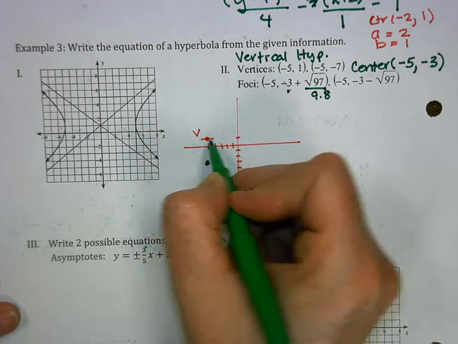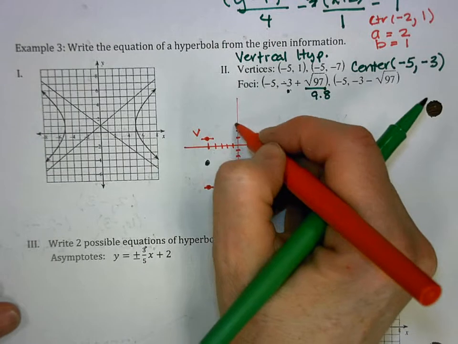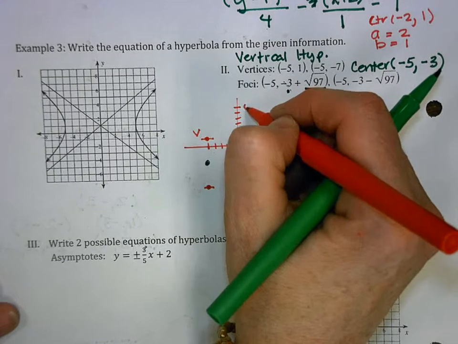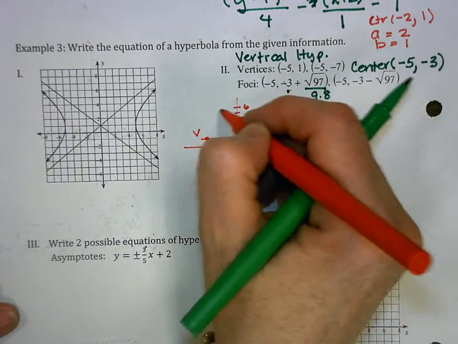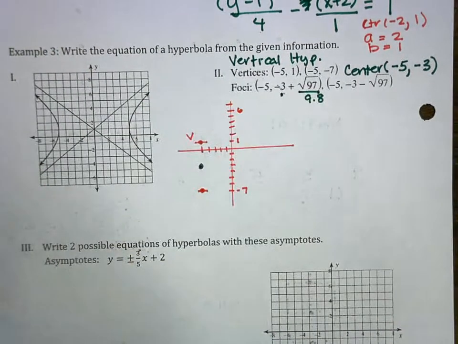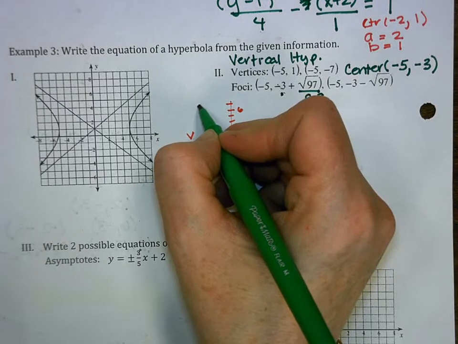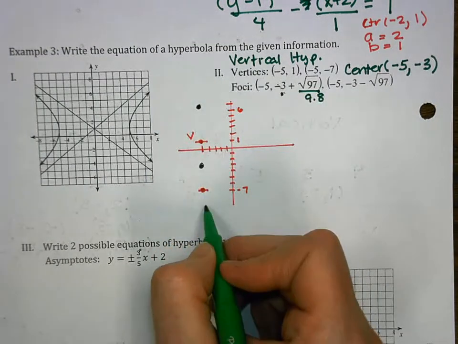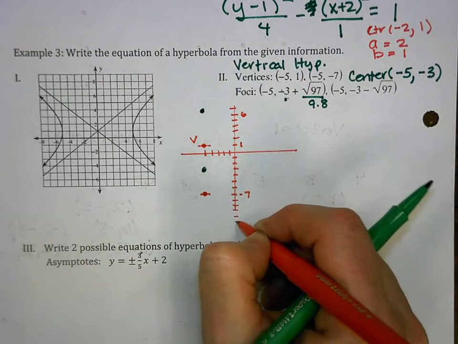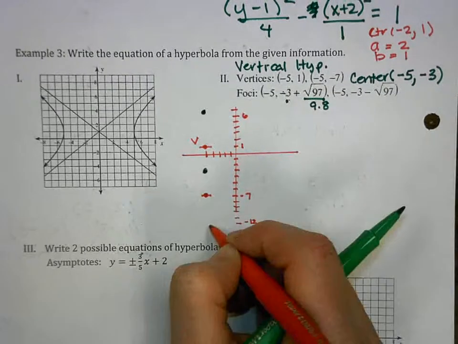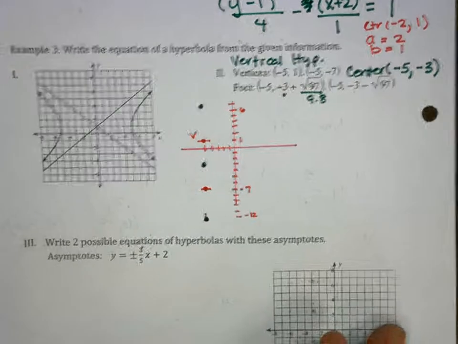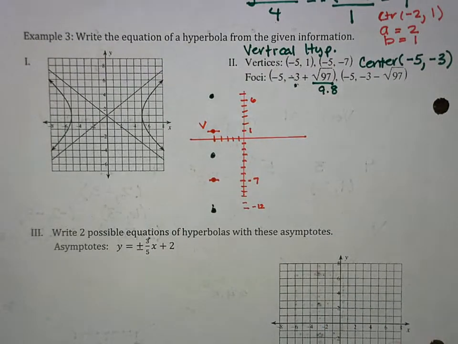So from the center, this is up 4, and then we go up 5 more. 1, 2, 3, 4, 5. So this was at 1, and this was at 6. So we're going to go up 5 more and 0.8. So it's almost to here. There we go. And then we're going to go from the center down 9.8. So we've gone down 4. 1, 2, 3, 4, 5. So that's going to be at negative 12. And so our foci is going to be at negative 12.8.